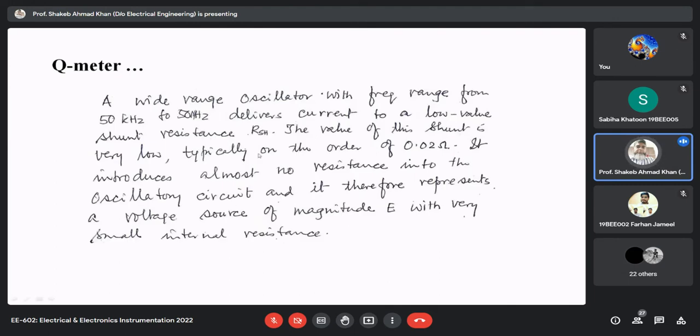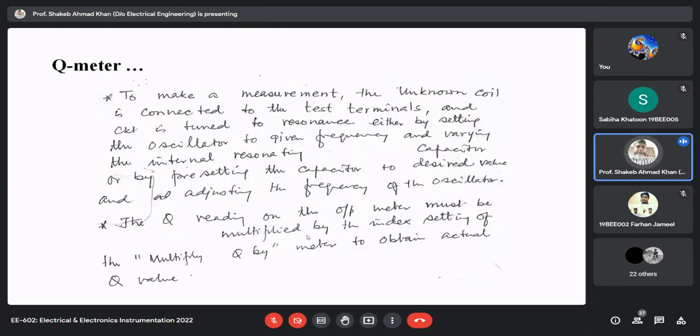That's what is written. The value of this shunt is very low, typically of the order of 0.02 ohm. It induces almost no resistance into the oscillatory circuit, and it therefore represents a voltage source of magnitude E with a very small internal resistance. That's what I told you.